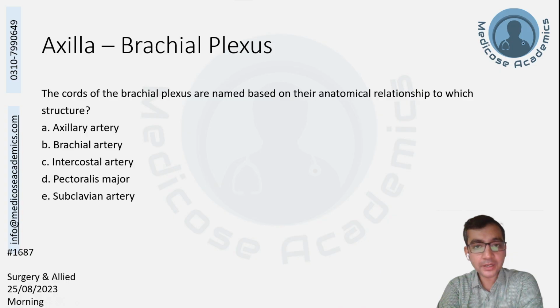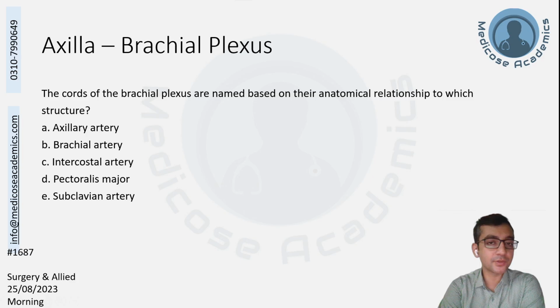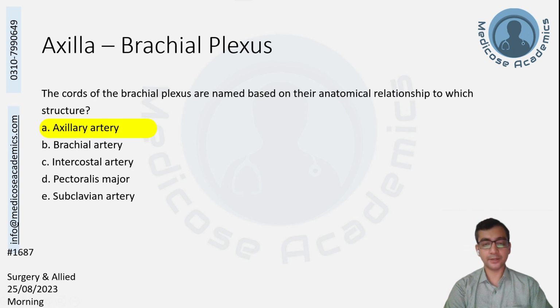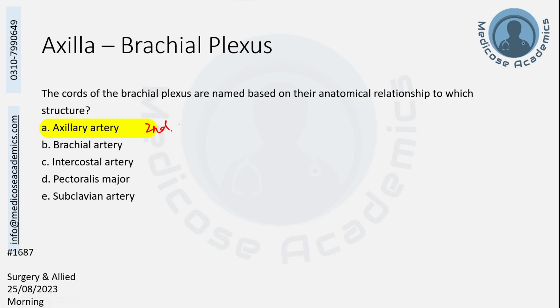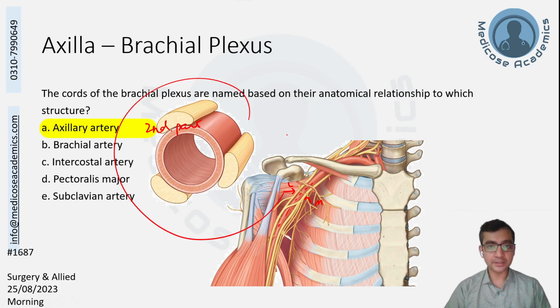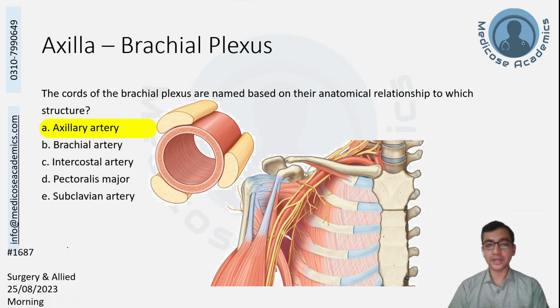The cords of the brachial plexus are named because of their anatomical relation to which of the following structures? There are three cords: the lateral cord, the medial cord, and the posterior cord. All of these are named against the axillary artery. To be more specific, if you've been asked, they are named against the second part of the axillary artery. As you can see here in this picture, this is the axillary artery and this is the second part. Here the lateral cord is lateral to it, the medial cord is medial to it, and the posterior cord is hidden behind somewhere here. So these three surround the second part of the axillary artery, and they are named accordingly.